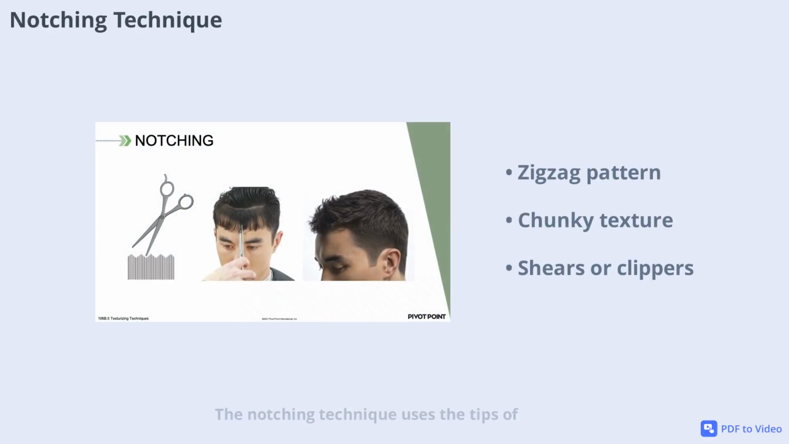The notching technique uses the tips of shears pointed into the ends of the hair, creating a zigzag pattern. This results in irregular lengths, often used for chunkier texture. Notching can be applied to the entire haircut or just specific areas, using either shears or clippers. It's a great way to add visual interest and break up heavy lines.